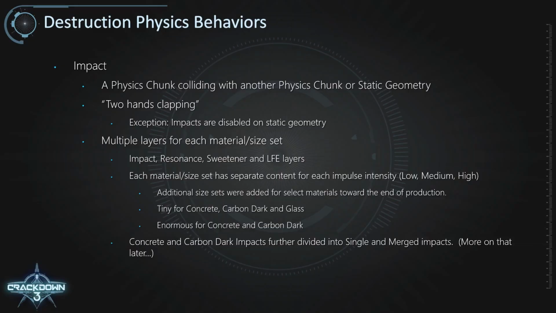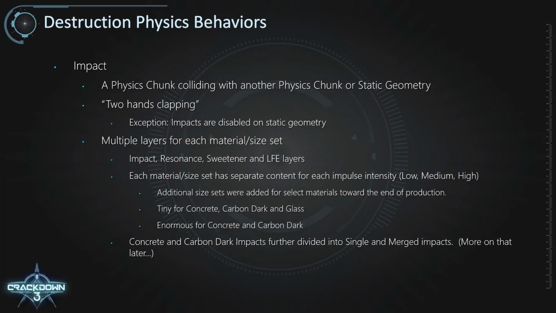OK, impacts. So a physics chunk colliding with another physics chunk or static geometry. This uses the two hands clapping method, except when a physics object is striking static geometry. We do not play a sound on the static geometry object. We have multiple layers for each material and size set. So again, impact, resonance, sweetener, and LFEs. Each material and size set has separate content for each impulse: low, medium, and high.